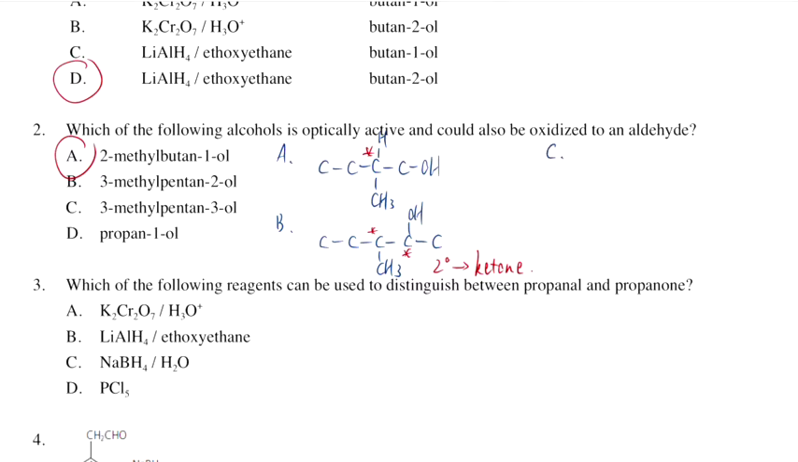Okay, and C, we have 3-methylpentan-3-ol. Again, draw the structure first. Let's draw the carbon chain first, and then we have the hydroxyl group attached to the third carbon, and we have the methyl group attached to the third carbon. For this one, can you find any chiral carbons here? If we pick this carbon, although it has a hydroxyl group and a methyl group attached to it, on both sides it has an ethyl group attached to it, 2 identical groups of atoms. So there's no chiral carbon. This is not optically active.